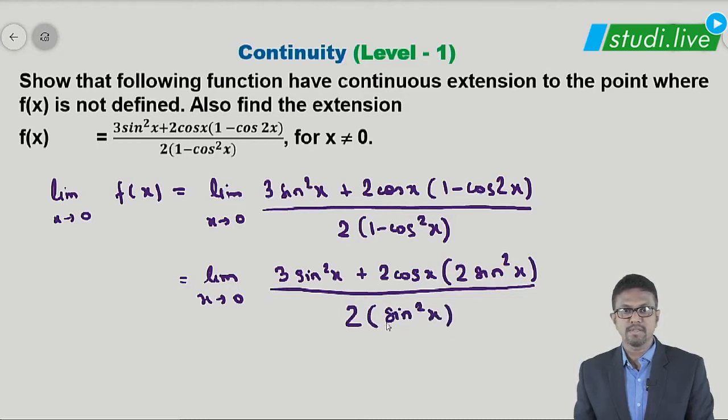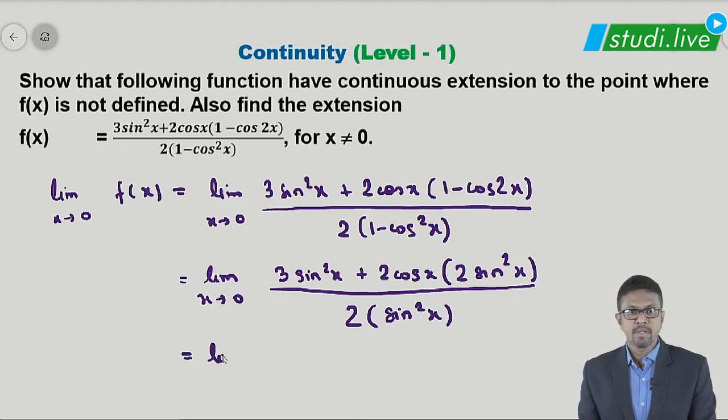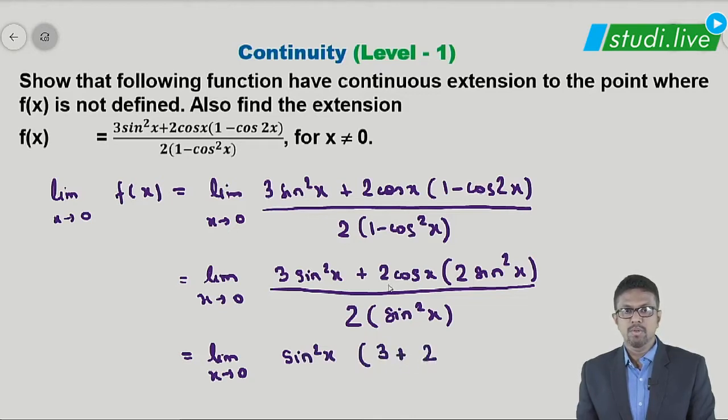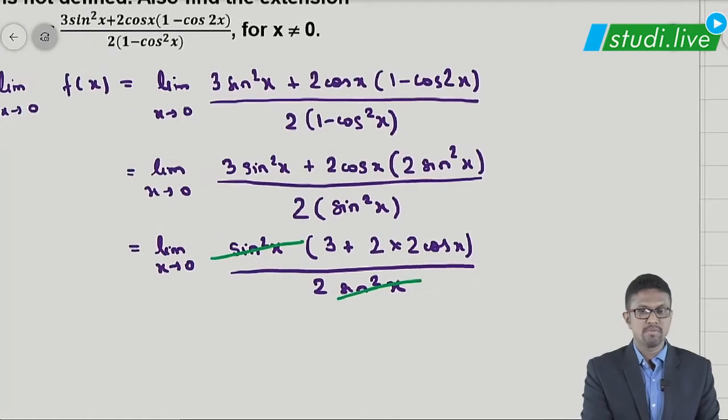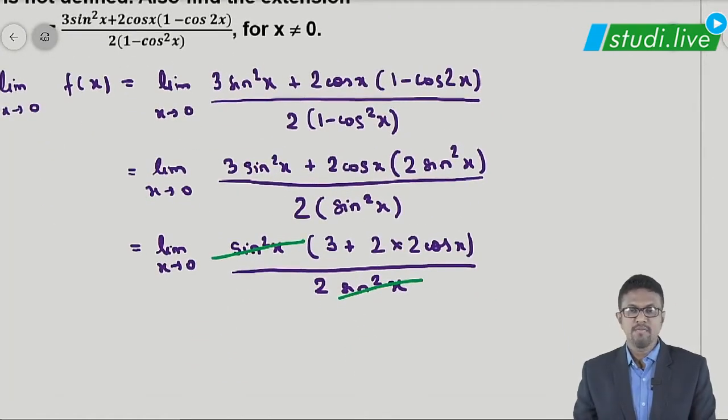We can see that we can take sine square x as our common term. So limit x tends to 0, we take sine square x common. So this will be 3 plus 2 cos x, of course we will be left with 2 over here, so it is 2 into 2 cos x upon this 2 sine square x. So what can be cancelled in this case? Definitely sine square x and sine square x can be cancelled, correct. So we can cancel off the term sine square x, and whatever is left, we can apply the limit for that.